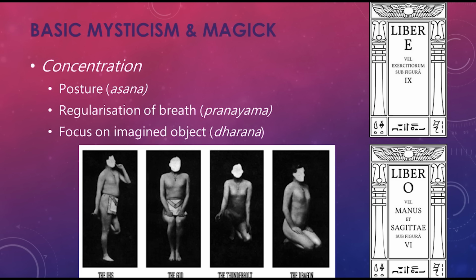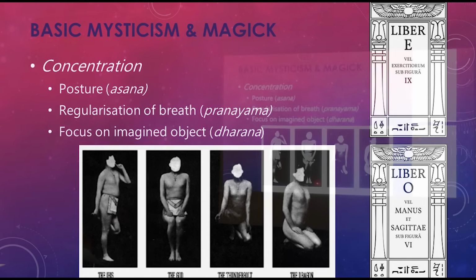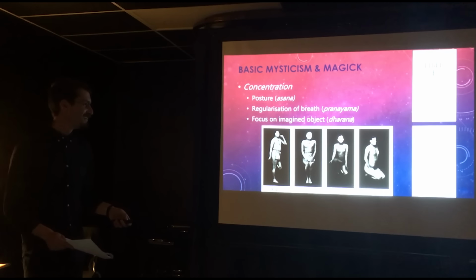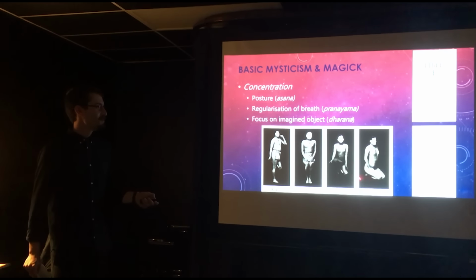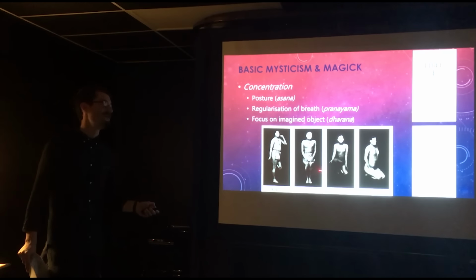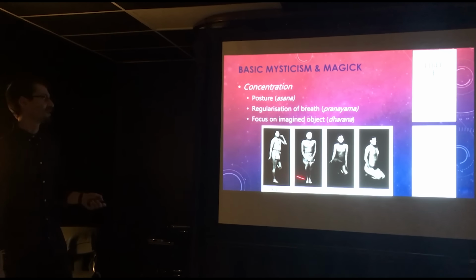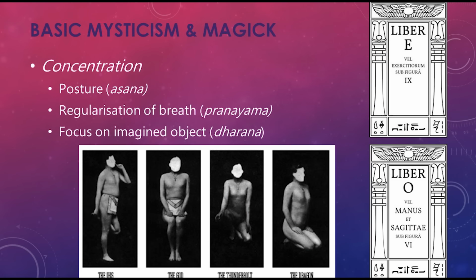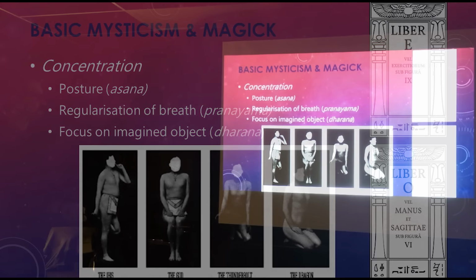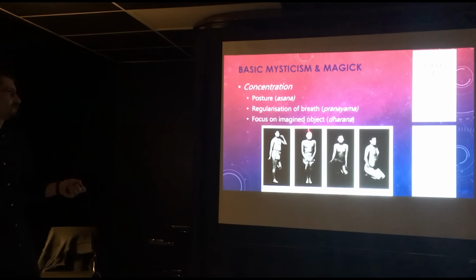This is Crowley being weird and wearing a Masonic apron while naked. Don't know why. Probably thought he was pretty cool. But these are 4 postures that he recommends in Liber E. The first one and the second two, and the last two are just not good for Westerners. Okay, you can try them, of course, but I highly recommend you start with this.